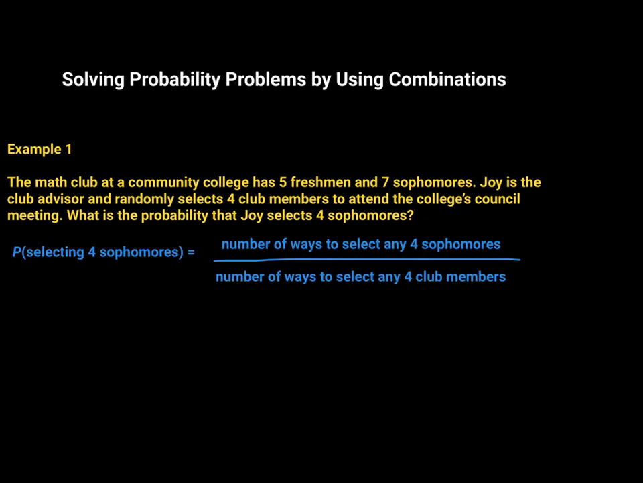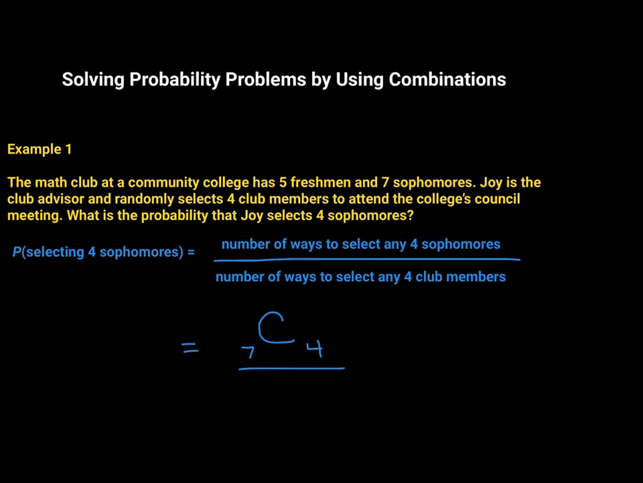We set up our probability for selecting 4 sophomores. In the numerator, we have our favorable outcomes, which is the number of ways to select any 4 sophomores, and in the denominator, the number of ways to select any 4 club members. Now, there are 7 sophomores, so the number of ways to select any 4 sophomores is C, choosing 4 sophomores out of 7, correct?